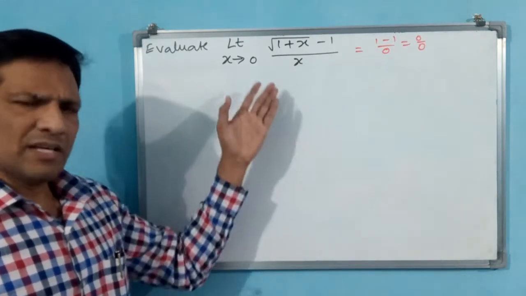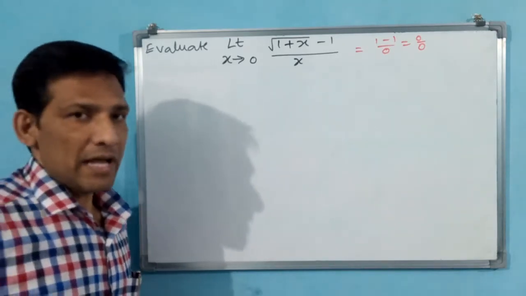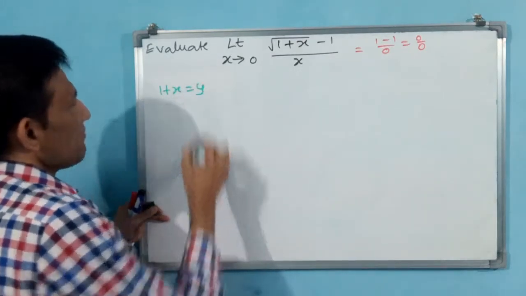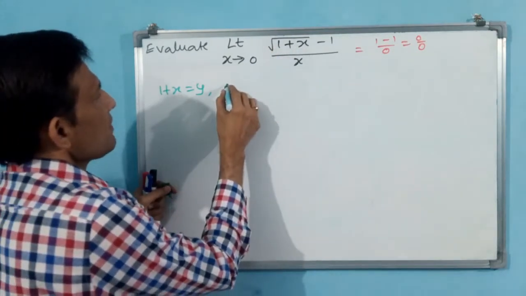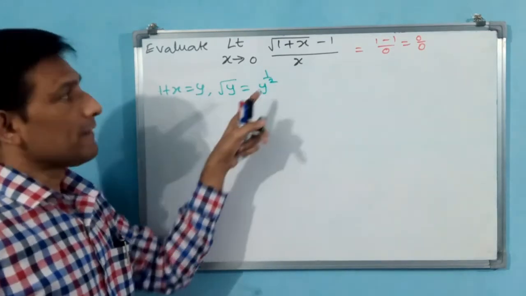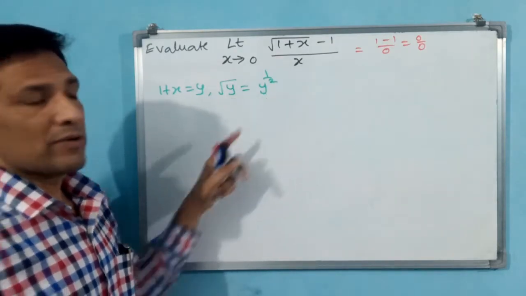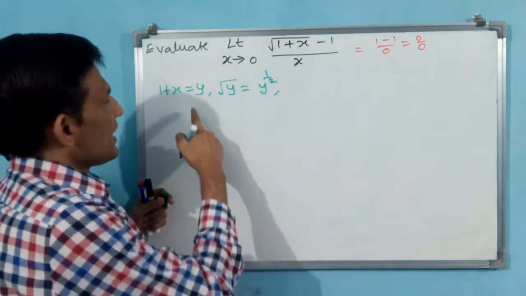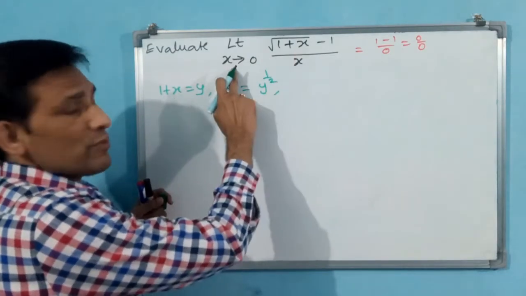Okay. See, same, we can use that formula, but how to use that formula? First you think logically here. What I am going to do? See, here I am taking 1 plus x is equal to y. Then square root of y is going to become y power 1 by 2. Is it okay? Then 1 also I can write as 1 power 1 by 2.